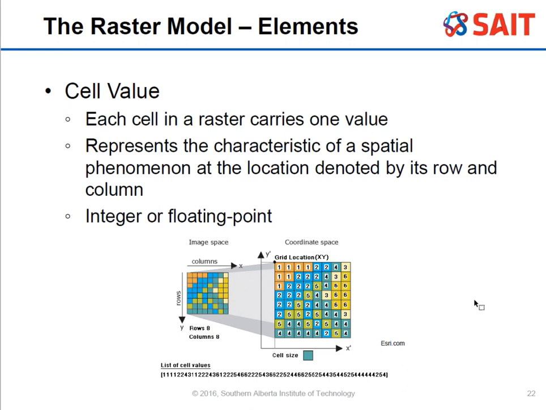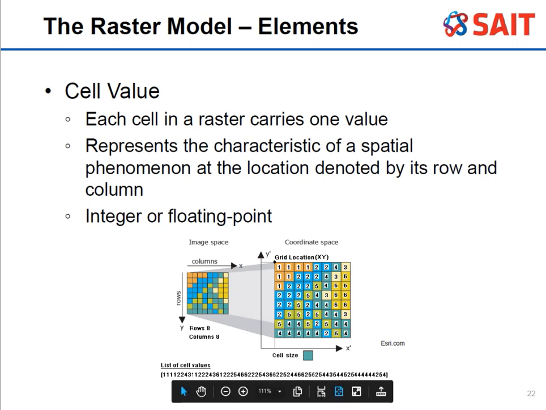The value itself can only be an integer or a floating point in this case. Floating point means it's decimals. An integer means a whole number, positive or negative. You can have the alphanumeric as well, but we'll just stick with numeric for this.